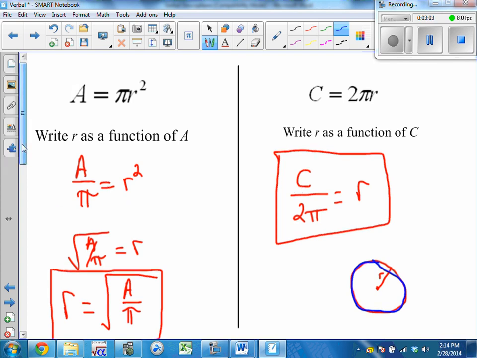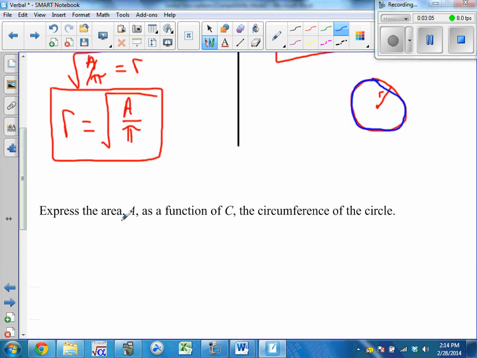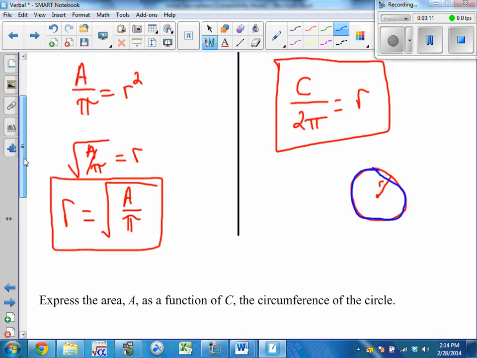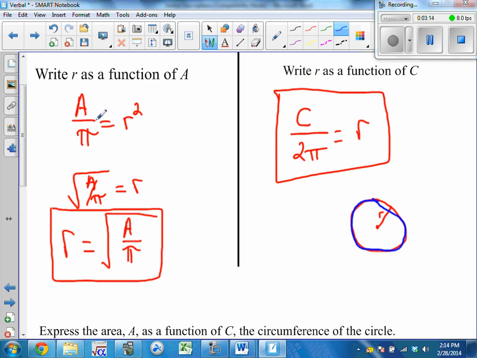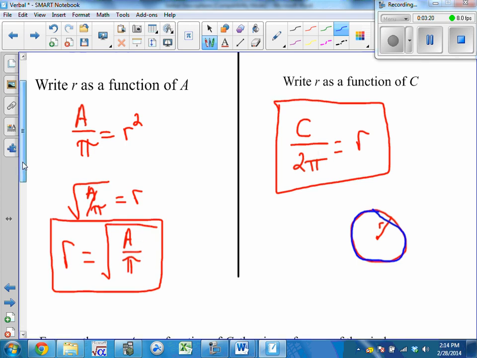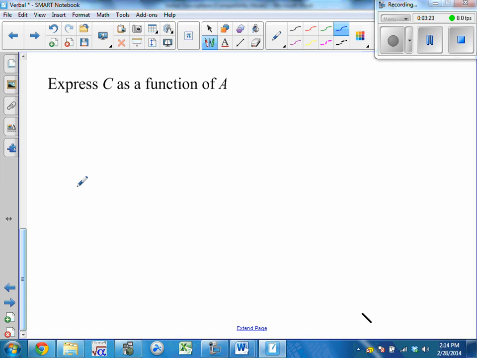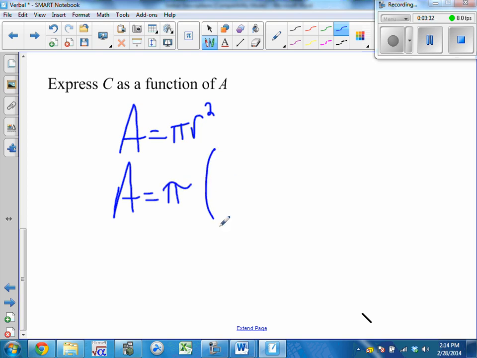Now, what if we combine these and said express the area as a function of the circumference? Well, if we look here, we know that r is the square root of A over pi. So I have my area is pi r squared. But my r is my circumference over 2 pi.